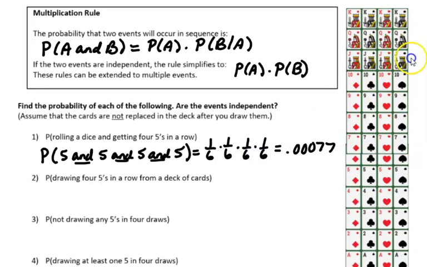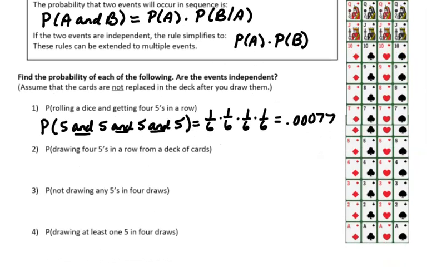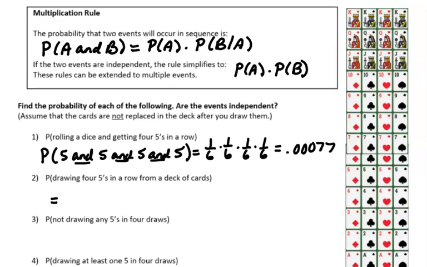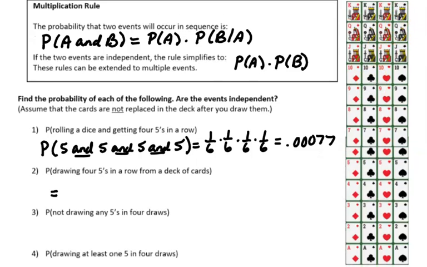Now, if I'm looking at a deck of cards, and let's say I'm drawing 4 cards out of a deck, but I'm not putting them back in between, that's a little bit different situation. So what's the probability that I get a 5 and a 5 and a 5 and a 5 from a deck of cards? If you're not familiar with a deck of cards, there are the numbers: aces, 2, 3, 4, 5, 6, 7, 8, 9, 10, jack, queens, and kings. There's 13 different values on the card and 4 different suits for a total of 52 cards.